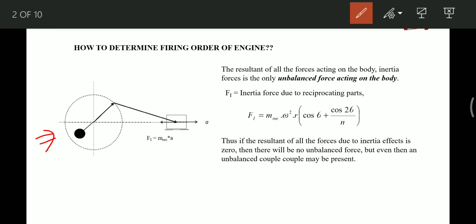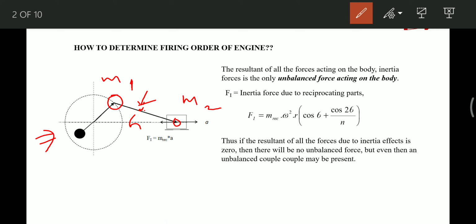Now suppose this connecting rod has its center of gravity at this point G, and we split the mass of this connecting rod into two masses, M1 and M2, over here on the crank pin and the gudgeon pin or slider. We have to split the masses in such a manner that the center of gravity of this connecting rod remains at the same point after splitting the whole mass into M1 and M2.